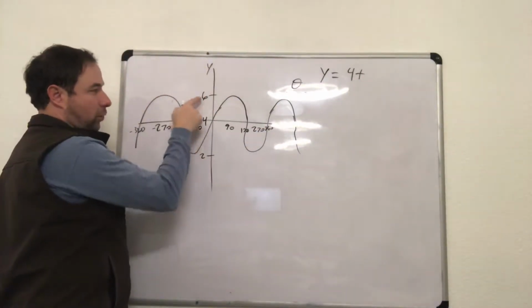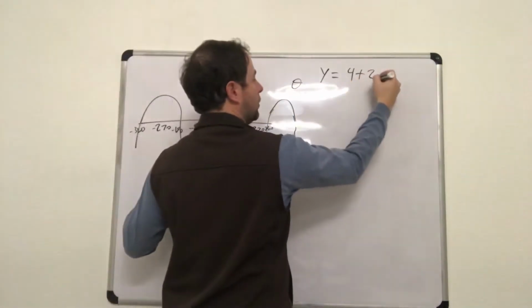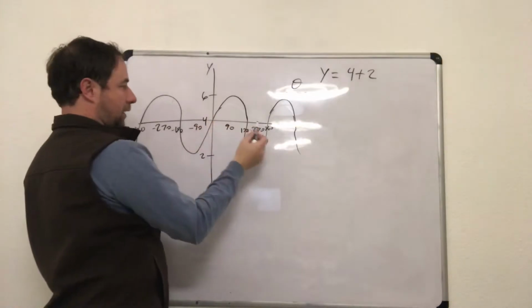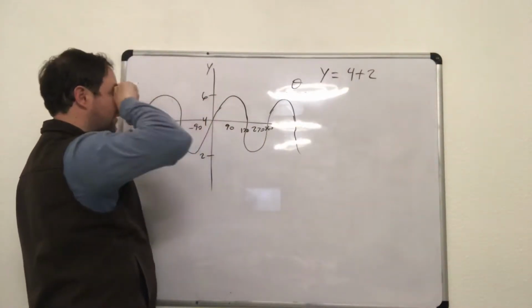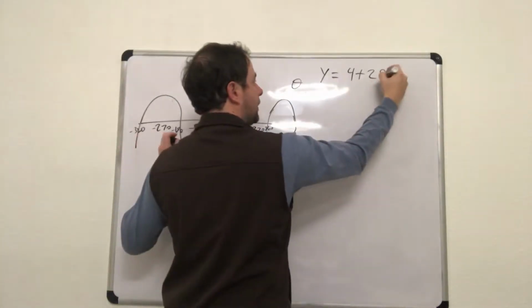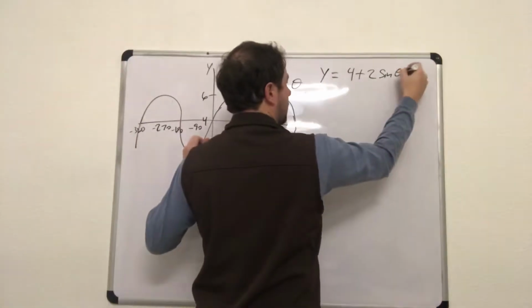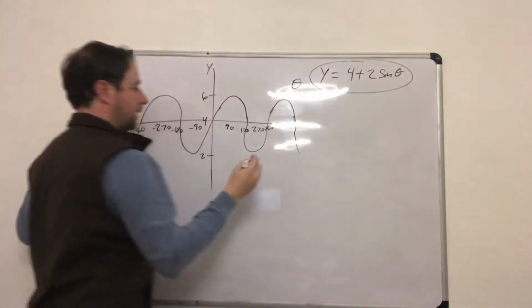And the range from 4 to 6 is 2. So 4 is the center line. It's a positive sine function. The range from 4 to 6 is 2. Then it's going to be sine. And then it is going to be theta. And that is going to be your answer.